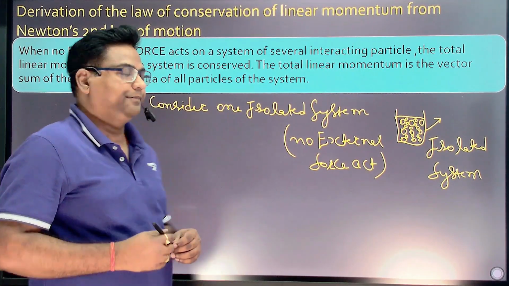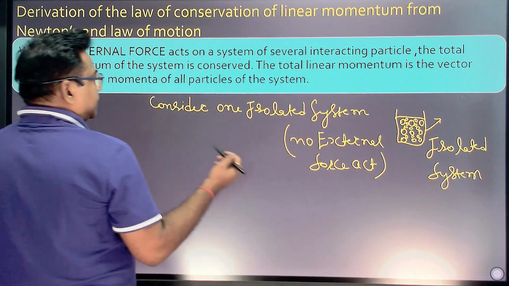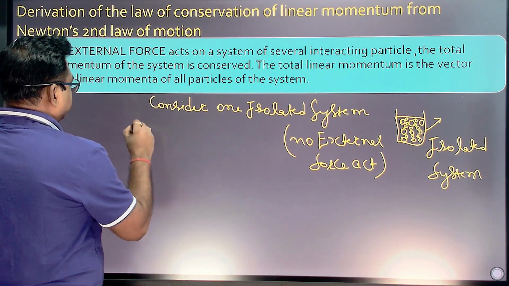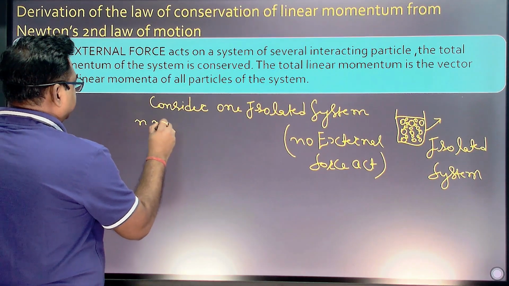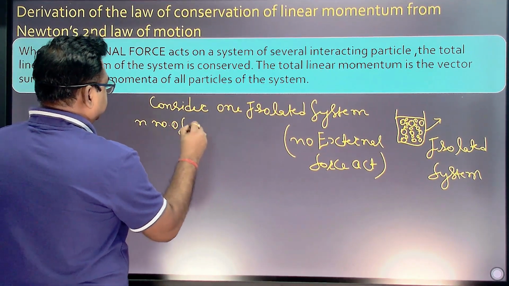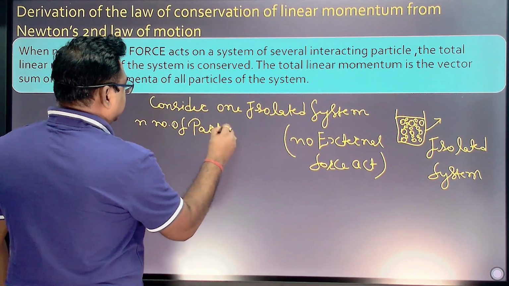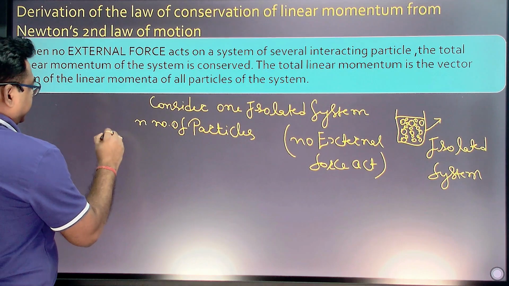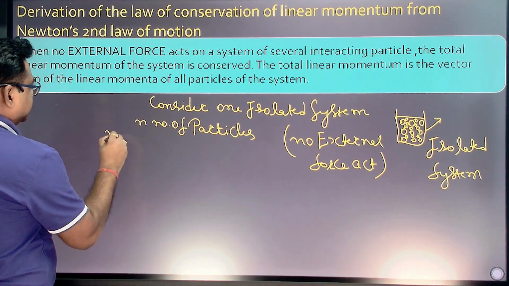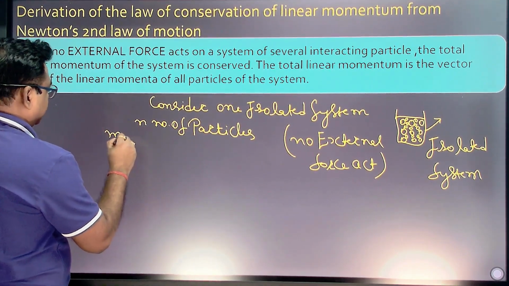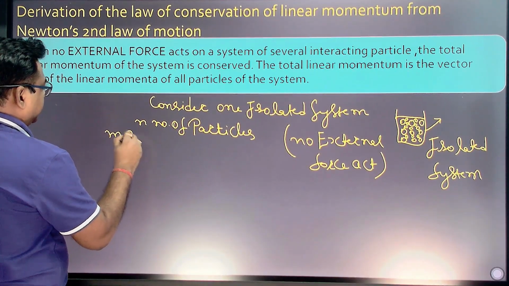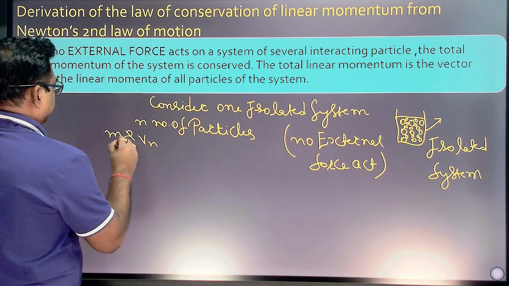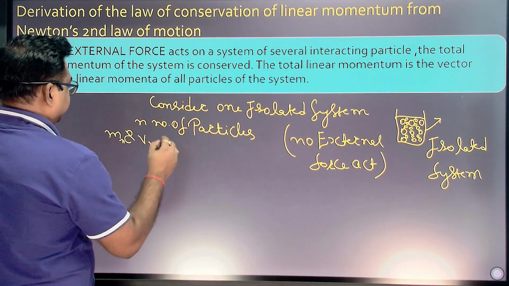Okay. Now any system has a number of particles, and the nth particle has mass mn and velocity vn.